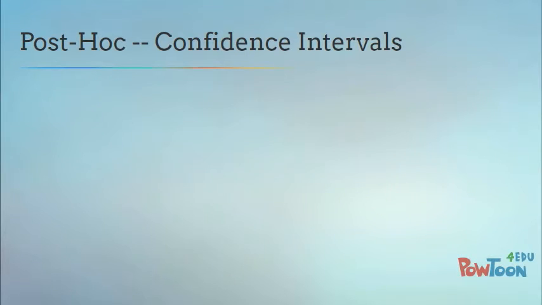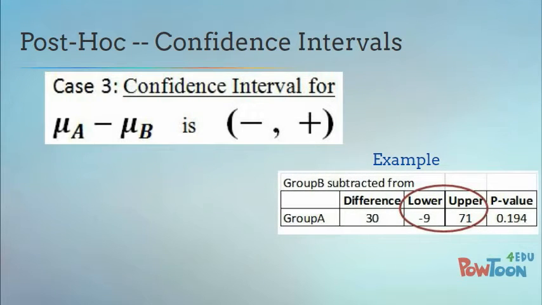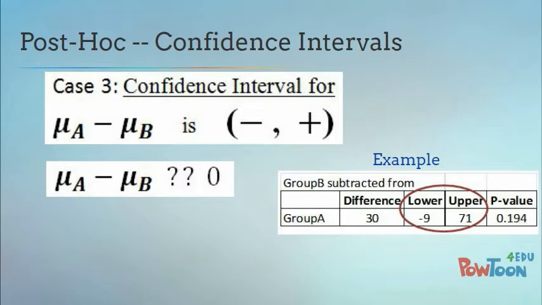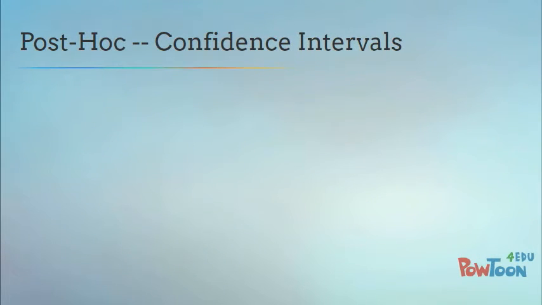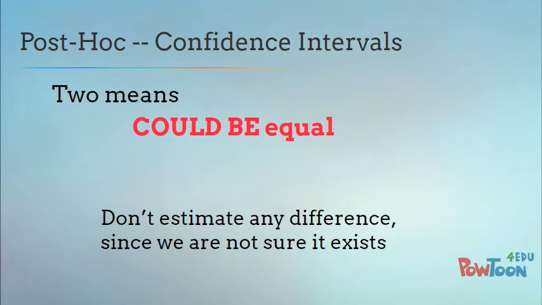The final possibility is that the confidence interval for mu A minus mu B includes 0. That is, it goes from a negative to a positive number. This output implies that we are not sure if mu A minus mu B is positive or negative, or in other words, we don't have evidence that either mean is larger than the other. In this case, we say that the two means could be equal to each other, and we don't estimate any difference since we are not sure one exists.